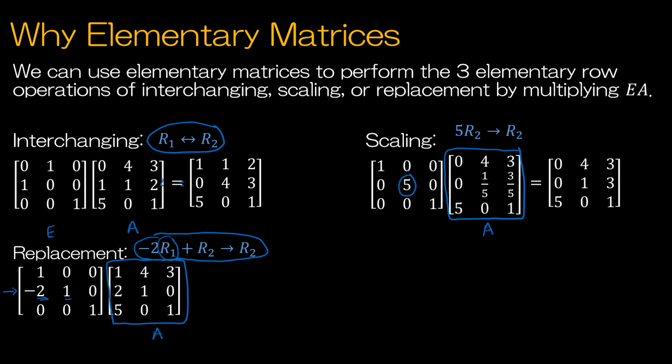And again, feel free to do the matrix the long way to make sure that you're doing it correctly. But notice I do get -2 times row 1 plus row 2 is my new row 2. So I get it just like I wanted it using an elementary matrix rather than row operations.